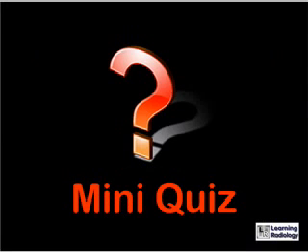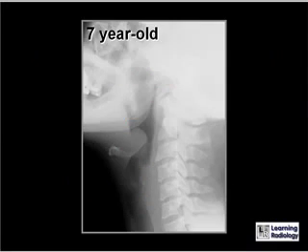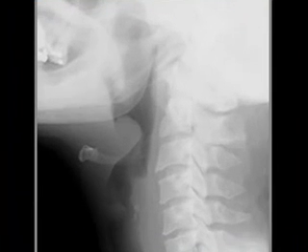So now it's time for your mini quiz. This is a 7-year-old, soft tissue lateral neck. Pause the computer or MP3 player as you look at this image and decide what this child has. The history was difficulty swallowing.